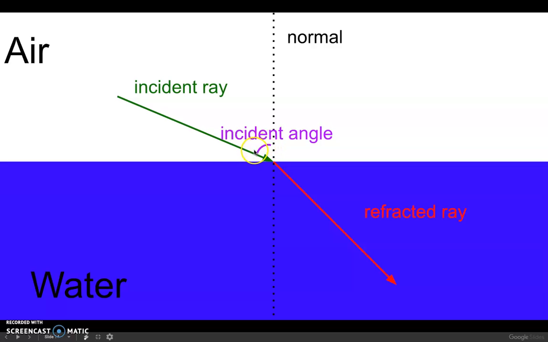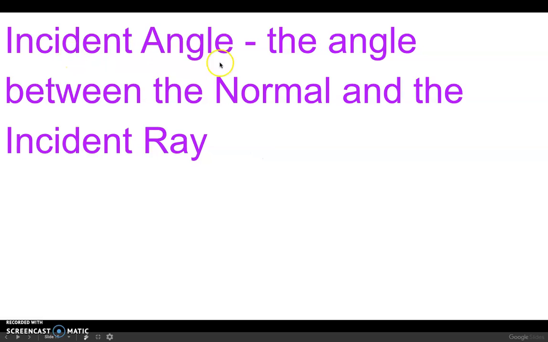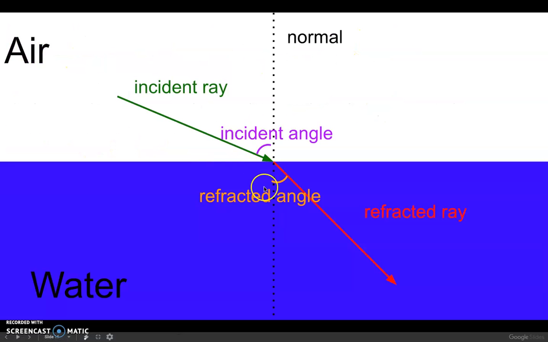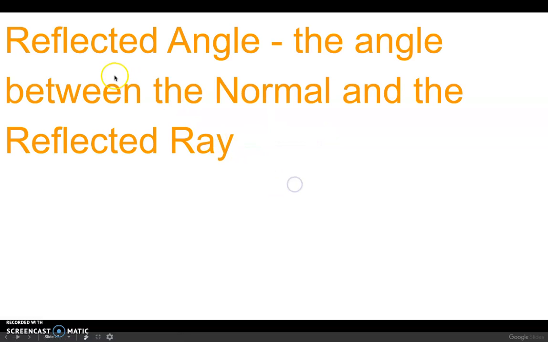Incident angle, so that's going to be the angle in between the normal and the incident ray. So the incident angle is the angle between the normal and the incident ray. The refracted angle, that's going to be the angle between the normal and the refracted ray. So the angle between the normal and the refracted ray.